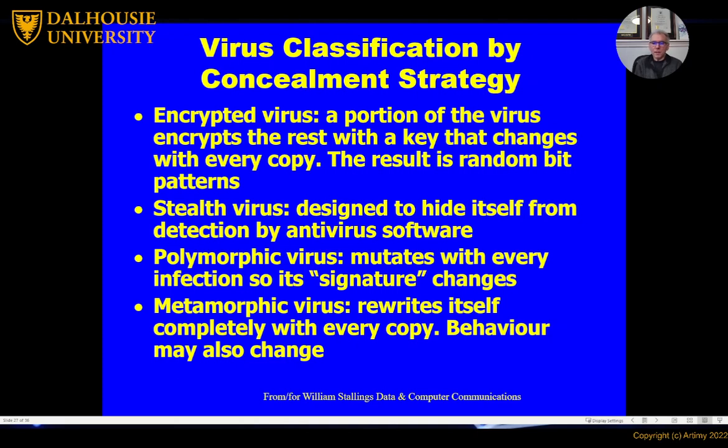Polymorphic virus is the virus that mutates every time, so it hides its signature. As I said, you can identify the virus by its code, but if the code of the virus changes all the time, every time the virus copies itself, it makes slight changes, so automated antivirus tools cannot detect it.